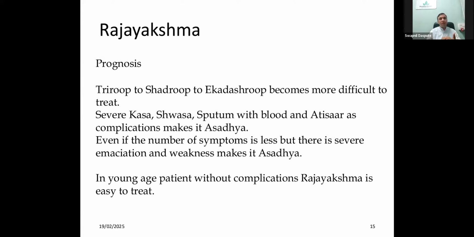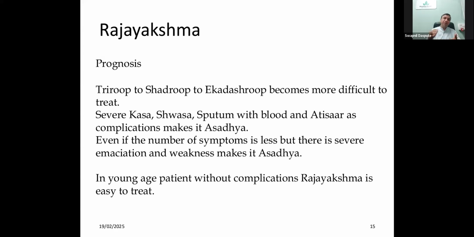So consider this as stages of the disease rather than types of Rajakshma: Tri-Roop, Shadroop, or Ekadash Roop. So we can easily understand what the authors or the commentators are trying to say.